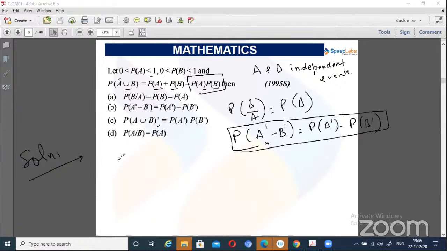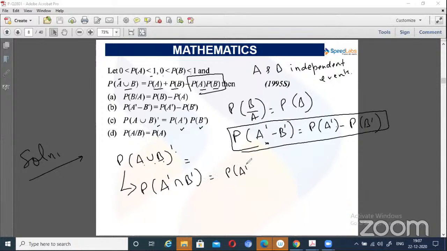Look for this one. P of A union B complement is equal to P of A complement intersection B complement. So A union B complement is same as A complement intersection B complement. ठीक है. You know this conversion, right? A union B complement is same as A complement intersection B complement. Yes, Divya.